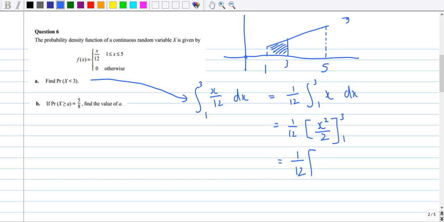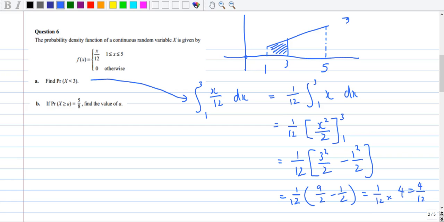Sub them in. Which is 1/12 times 3 squared on 2, that's 9 on 2, minus 1 on 2, which is 8 on 2, so 1/12 times 8 on 2, which is 4 twelfths, which is 1/3. There are a couple of other ways of getting there, but your answer should be 1/3, and you must ensure that you simplify those really simple fractions.